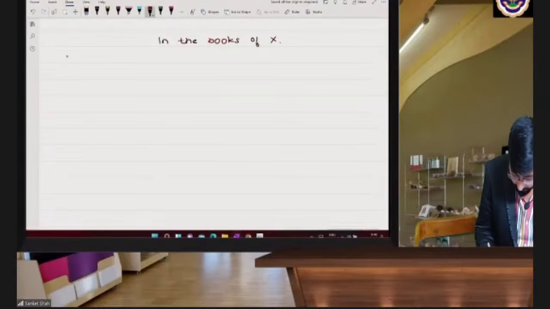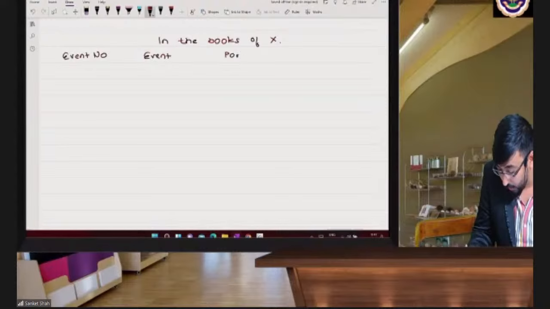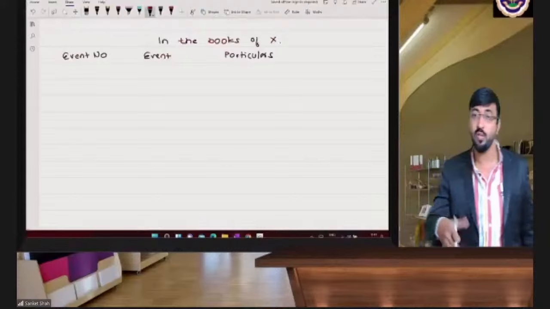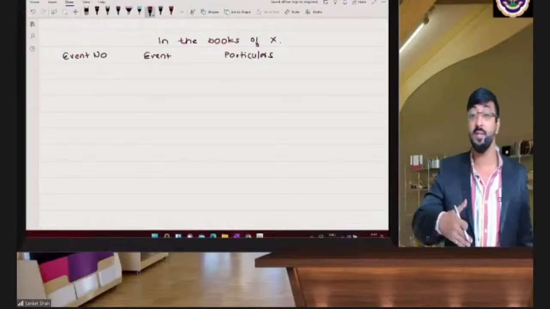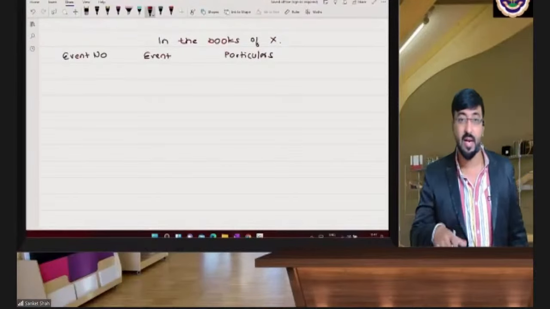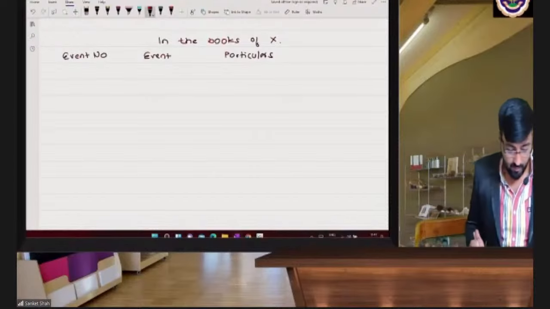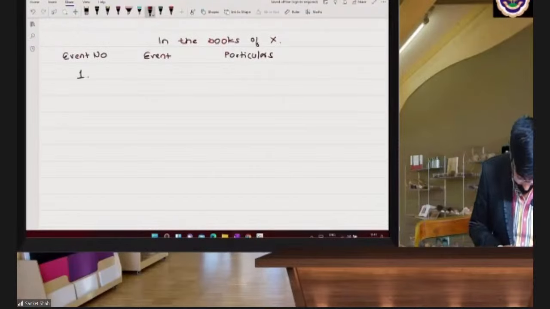I will write here event number, event. This is only for your concept clarity. In the exam, you do not have so much time. Once you have understood the technique, you can solve this question without writing events. But this is your understanding question. That's why I'm giving you the event number, event, and particulars.